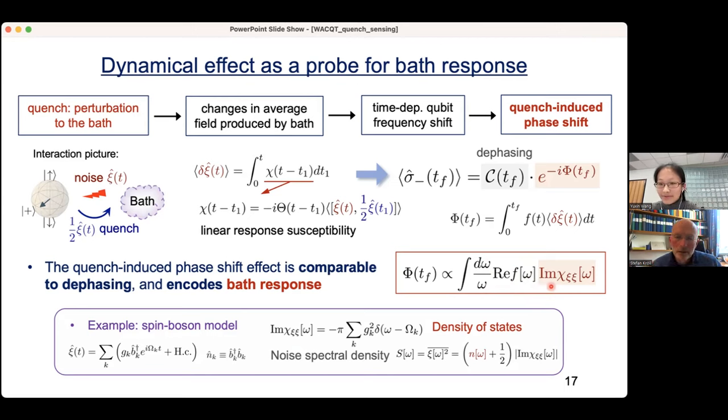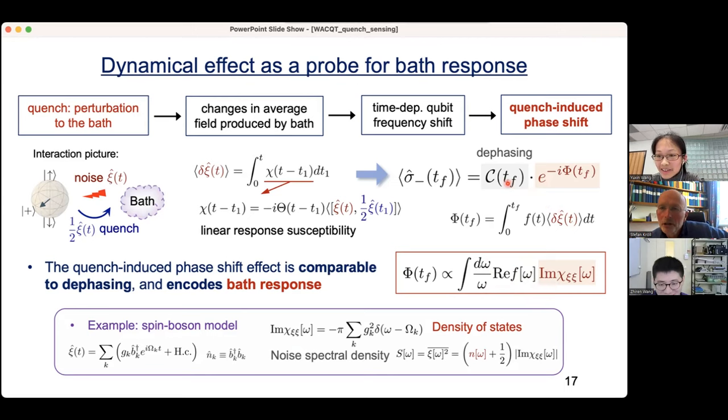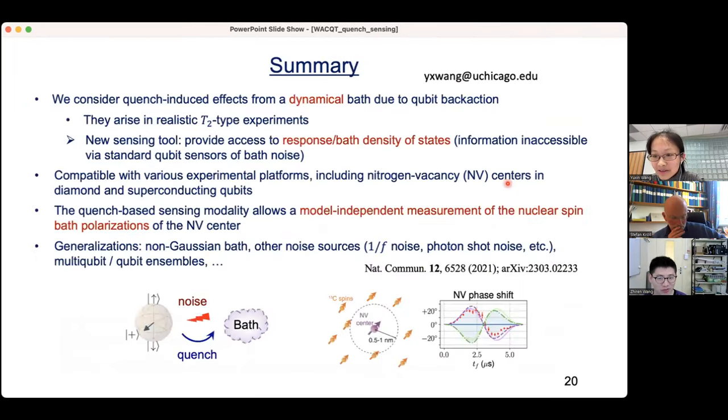Oh, very interesting. I have one more question. Please. It's about when, at the end, you mentioned the non-Gaussian bath. Can you say a bit more about what kind of bath is Gaussian and non-Gaussian?